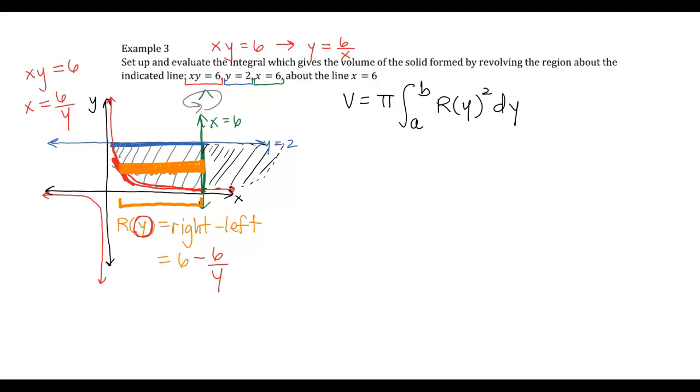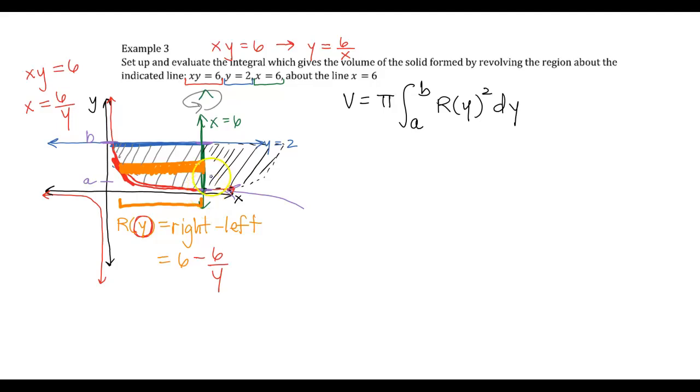So now that we have r of y, let's make sure that we find our limits of integration, our a and b. Remember, we're integrating in terms of y. So to find our limits of integration, we need to know what is this y value down here and what is this y value up here. We're interested in what these y values are. The y value at the bottom, this y value down here, happens when the vertical line of x is equal to 6 touches the red graph.